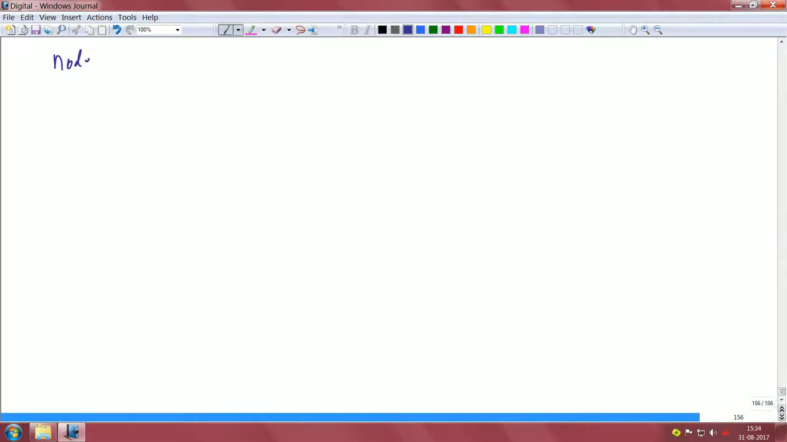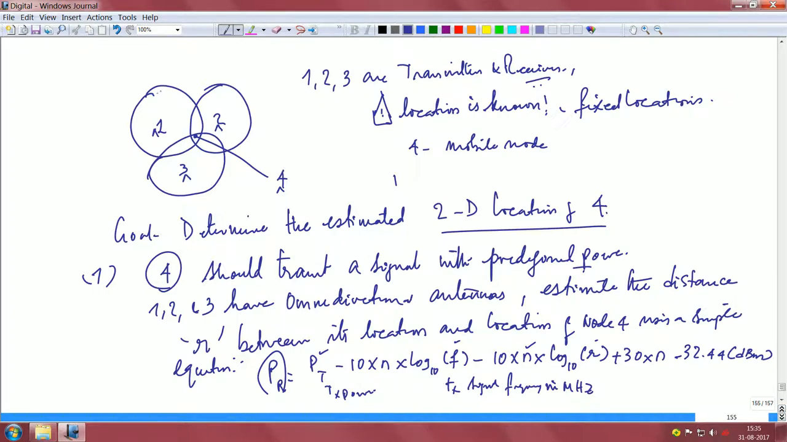Take node 1. You can estimate the distance R1 between node 1 and 4 using this RSS. So, you get one RSS like this. From the single measurement done by node 1, the only conclusion that can be made is that node 4 is located on its perimeter. Would you agree? Let us show it quickly.